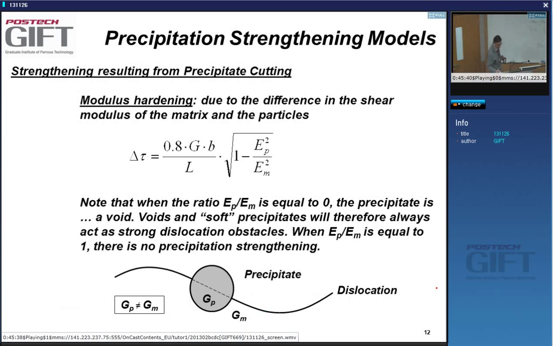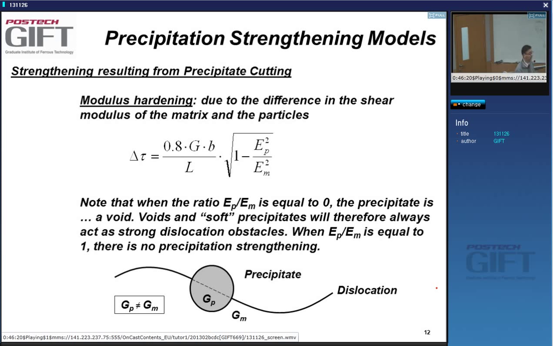Okay, so let's now discuss an example of precipitate cutting, and we'll talk about modulus hardening. And we'll derive the formula which describes the hardening. Well, the word already says it. What is this strengthening due to? It's due to a difference in elastic modulus, in shear modulus, in Young's modulus, etc., between the matrix and the precipitate.